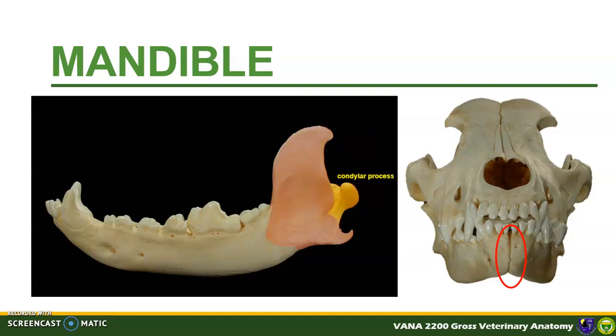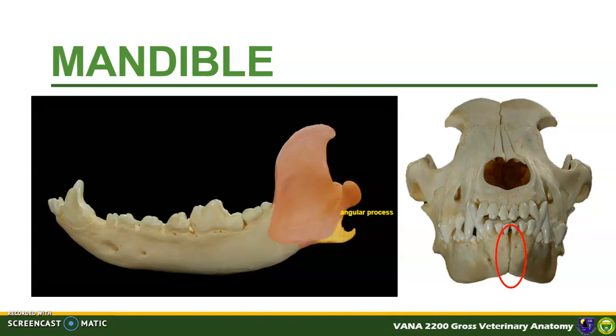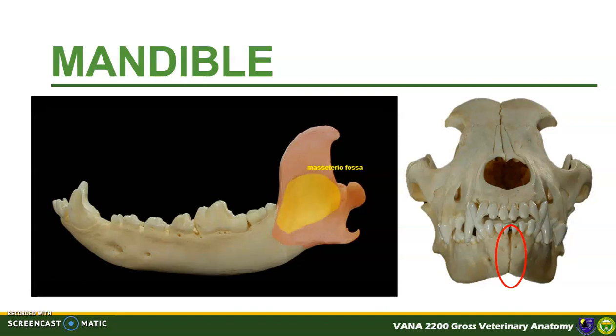The condylar process or articular process is a shorter process which articulates with the temporal bone to form the temporomandibular joint. The angular process is a hooked eminence ventral to the condylar process. This is unique in carnivores like dogs and cats. There is also a deep masseteric fossa in dog. This is a depression at the ramus of the mandible for the insertion of the masseter muscle.